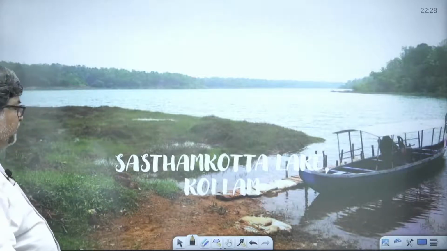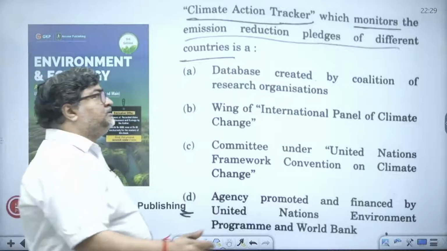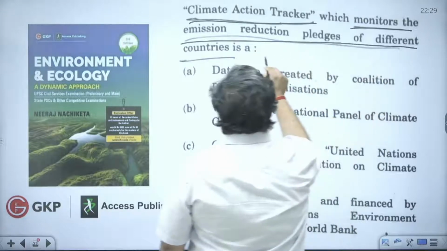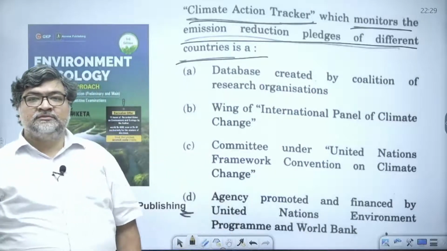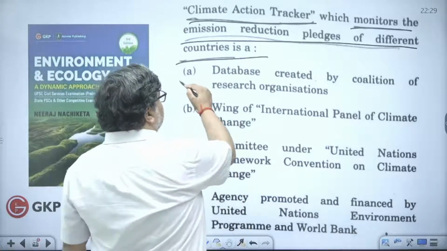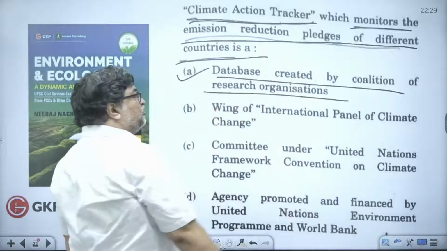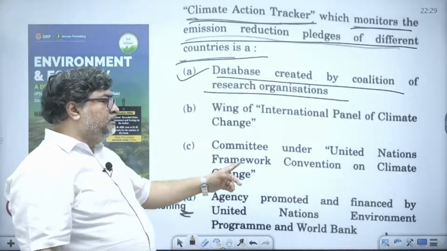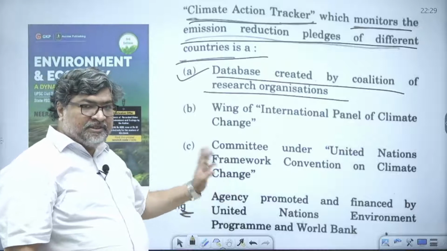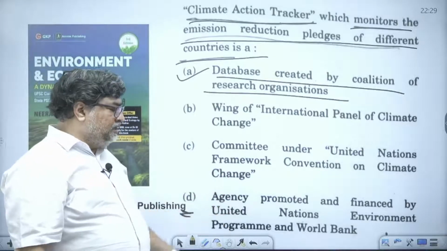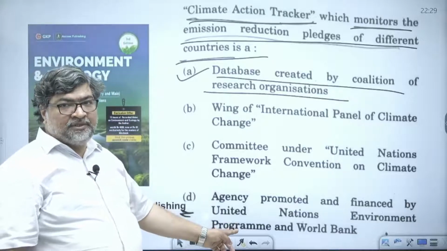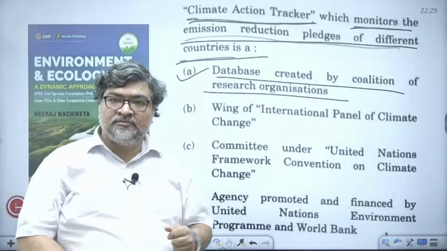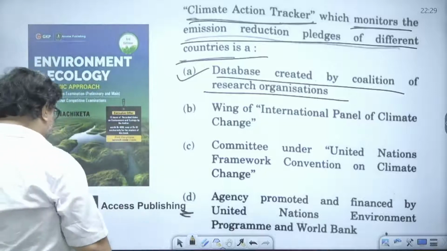Now coming to the next one here. Next question, Climate Action Tracker, which monitors the emission reduction pledges of different countries. CAT, Climate Action Tracker, is a database created by a coalition of scientific research organizations. That's the correct answer. Wing of Intergovernmental Panel on Climate Change, that is wrong. Committee under UNFCCC, United Nations Framework Convention on Climate Change is wrong. Agency promoted and financed by United Nations Environment Programme, World Bank is wrong. That is GEF, Global Environment Facility. The organizations and conventions are given in the textbook, which you can follow there. Here the correct answer is A.